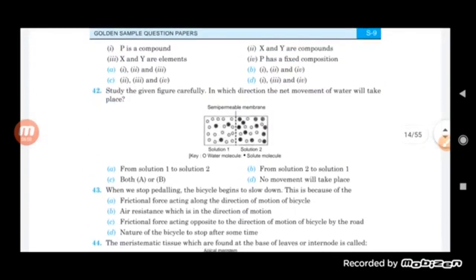So P is a compound. This is the correct option, students, since we cannot break it down and it has different properties, so it will be a compound. Then, X and Y are compounds? No.